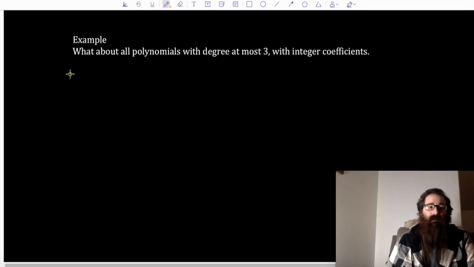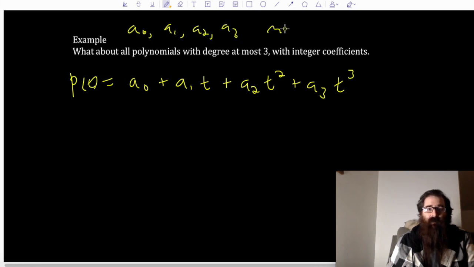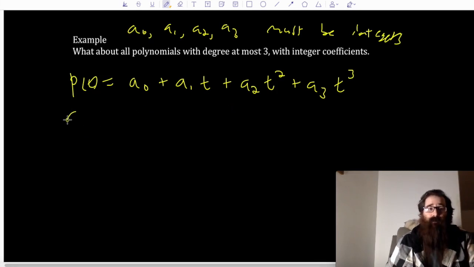So how would this look? Well, we'd say, well, in general, a polynomial would have to be some value, let's say a sub 0 plus some constant a sub 1t plus some constant a sub 2t squared plus some constant a sub 3t cubed, where all of these a values must be integers. So we'll write up here a sub 0, a sub 1, a sub 2, a sub 3 must be integers.